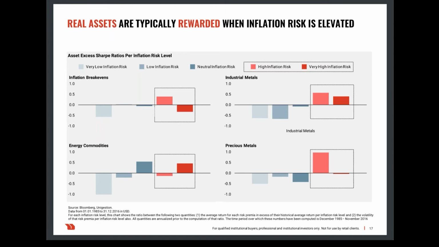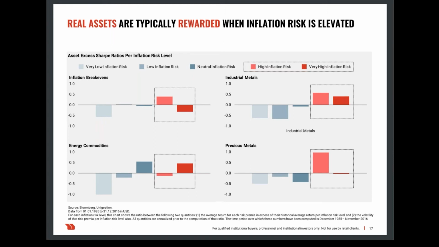Firstly, historically, our analysis shows that specific assets are the best ones to have or to increase in the portfolio in case of a high inflation risk or very high inflation risk environment. Here, as you can see on slide 17 on the chart, we look at the excess Sharpe ratio, meaning how well these assets perform versus their history.